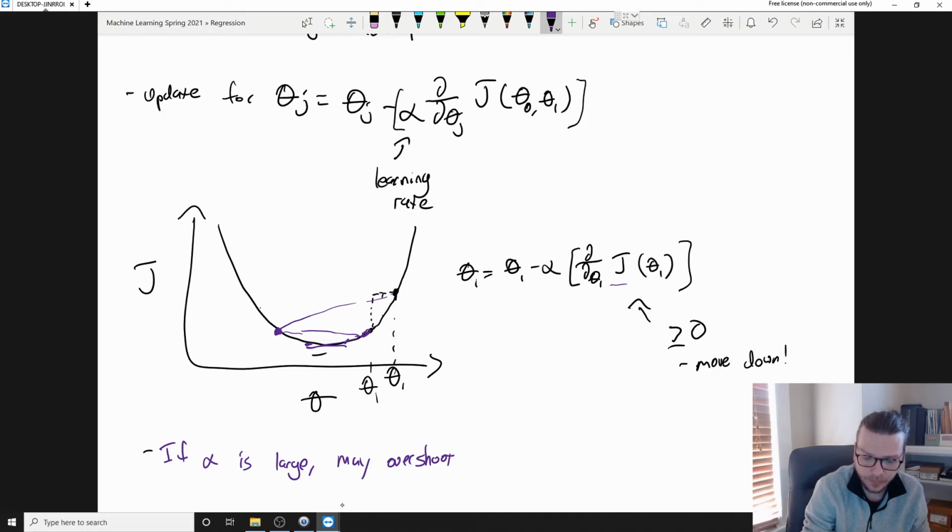What happens, however, if we go here? What happens if we overshoot so much that our error actually increases? Any ideas?